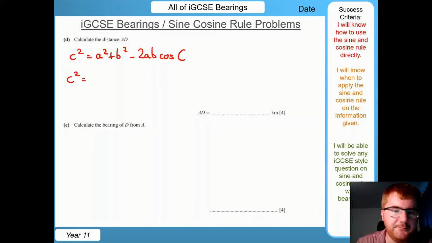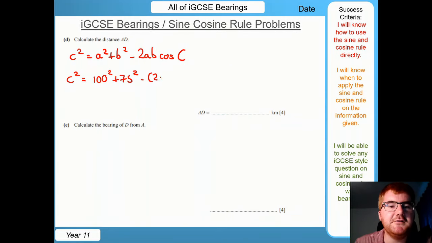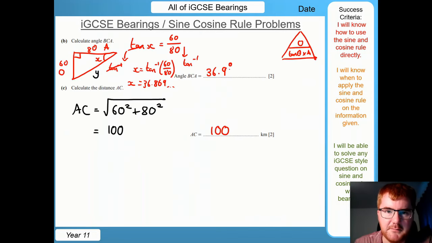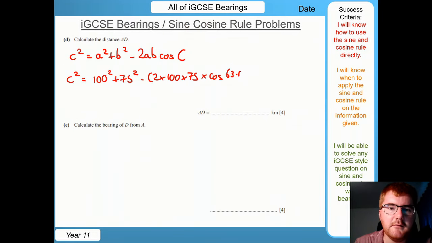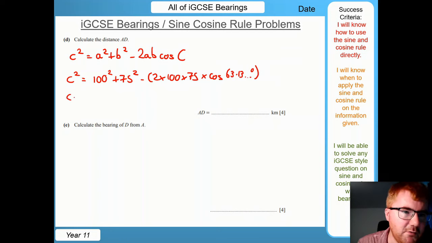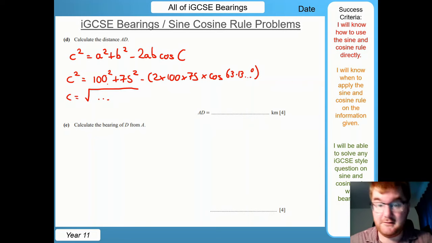So you get c squared is equal to 100 squared plus 75 squared. Let's just check I've got the right numbers. Yep. Minus 2 times 100 times 75 times cos of this angle in between, so that's 63.13 dot, dot, dot degrees. Again, I'm not going to rush my calculator, I'm going to square root. Now, a way I can say this quickly is using ellipse, so square root of everything above. So let's now go to my calculator and work this out.